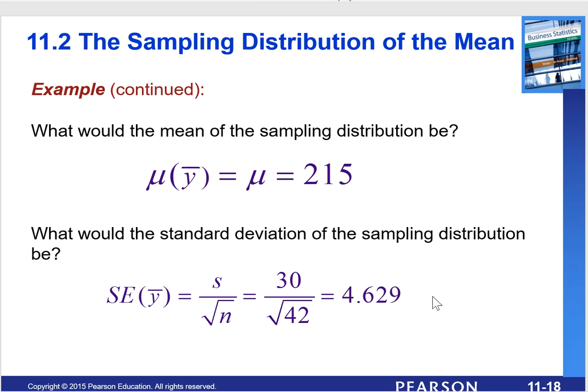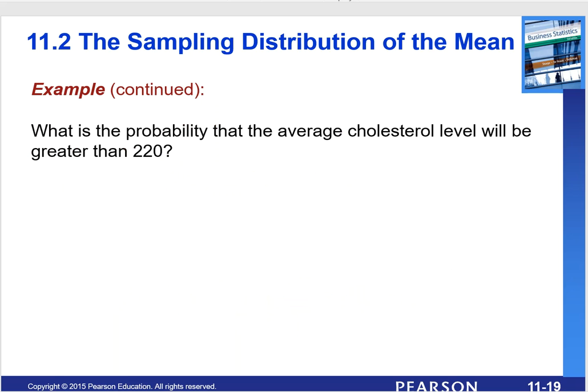Anyway, so that's my mean, that's my standard deviation. Once you know the mean and the standard deviation and that this is normal looking, well, you can calculate normal probabilities on it. Like, what's the probability that the average cholesterol will be greater than 220? Okay, so we should write it as a probability statement. What's the probability that my sample's average, y bar, is greater than or equal to 220?